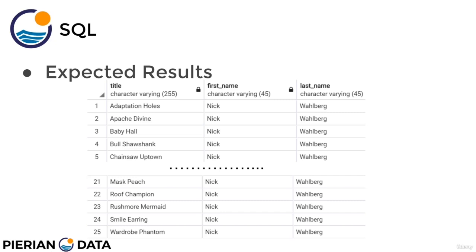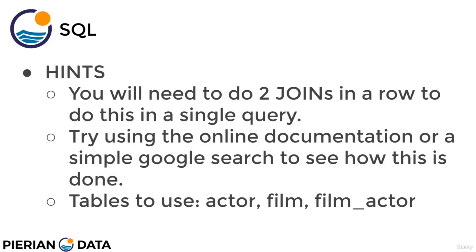Okay, so I hope you gave it your best shot. If you're still a little stuck, what we're going to do is give you some hints. So here are the hints. You're actually going to need to do 2 joins in a row to do this in a single query. If you actually already got the results, but you did it through multiple queries, that's okay too, but I would highly encourage you to try to do this as a single SQL query call. And in order to do that, you actually need to do 2 joins in a row.